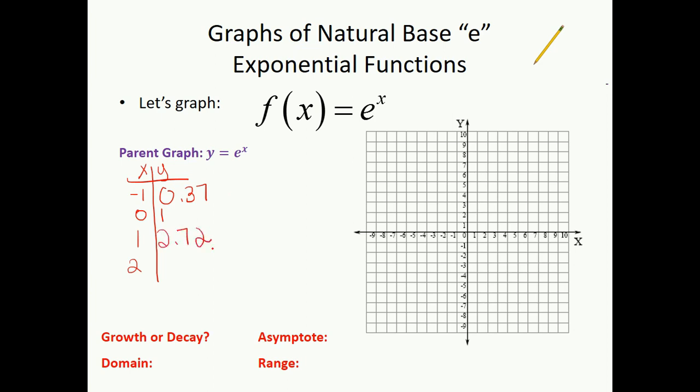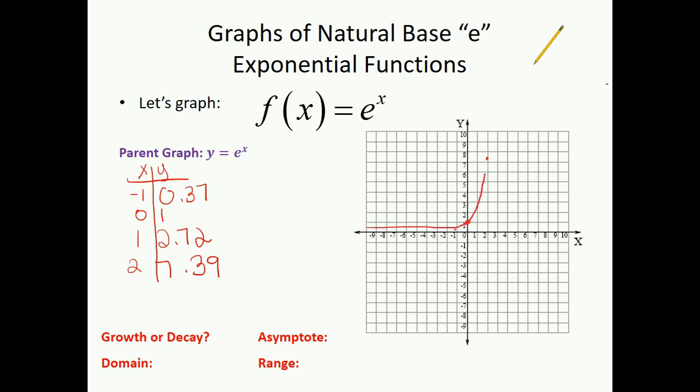And e to the 2nd is equal to 7.39. So let's go ahead and graph those on my graph here. So I got -1, 0.37, 0, 1, 1, 2.72. It's like about right there. And then 2, 7.39, about right there. So if I graph it here, it's going to hit that dot.